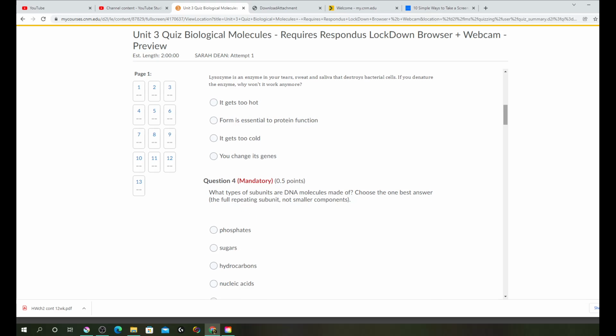Okay, question 3. Lysozyme is an enzyme in your tears, sweat, and saliva that destroys bacterial cells. If you denature the enzyme, why won't it work anymore? You need to understand what denaturation means. Denaturation is when you heat up a protein so much that it loses its shape. You would have to look that up. If you change its shape by boiling it or putting it in acid, why won't it work anymore? Well, that's because an enzyme's form, any protein's form, is essential to its function. If you change its shape, it will no longer do its task.